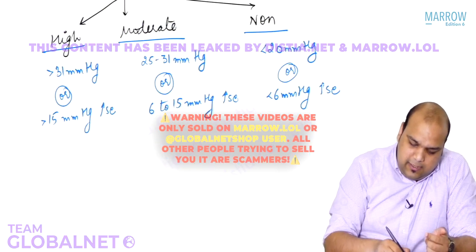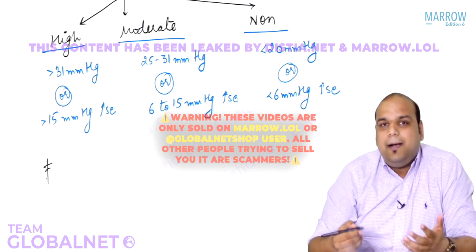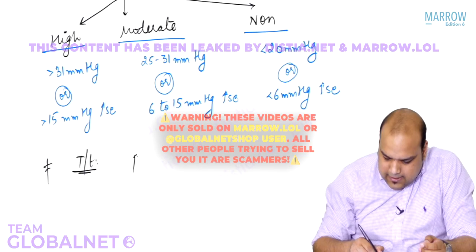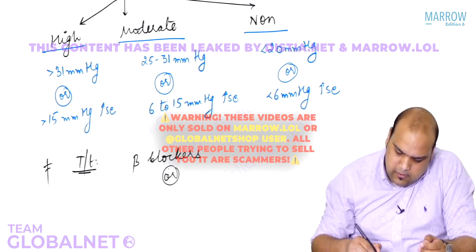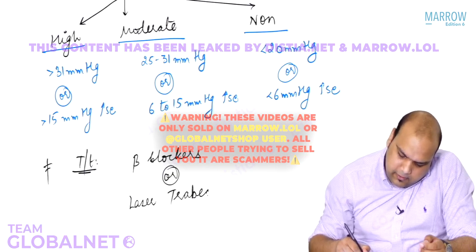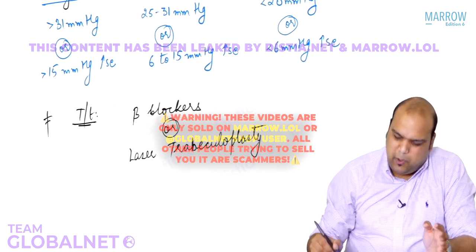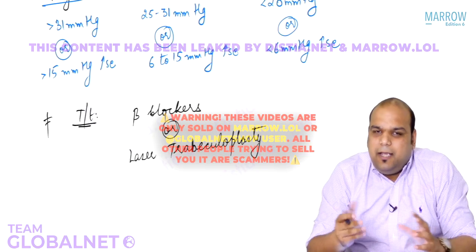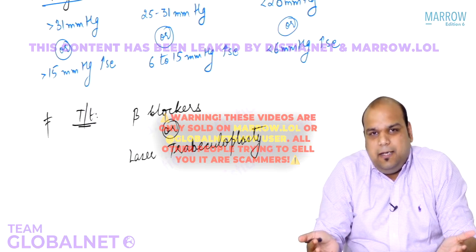Now, if steroid is leading to glaucoma, high responder, we need to treat the glaucoma, everybody. The treatment is done by beta blockers or by laser trabeculoplasty. See, the problem is in trabecular meshwork. It is an open angle glaucoma. So the treatment will be on the lines of open angle glaucoma. Nothing to explain here, guys.